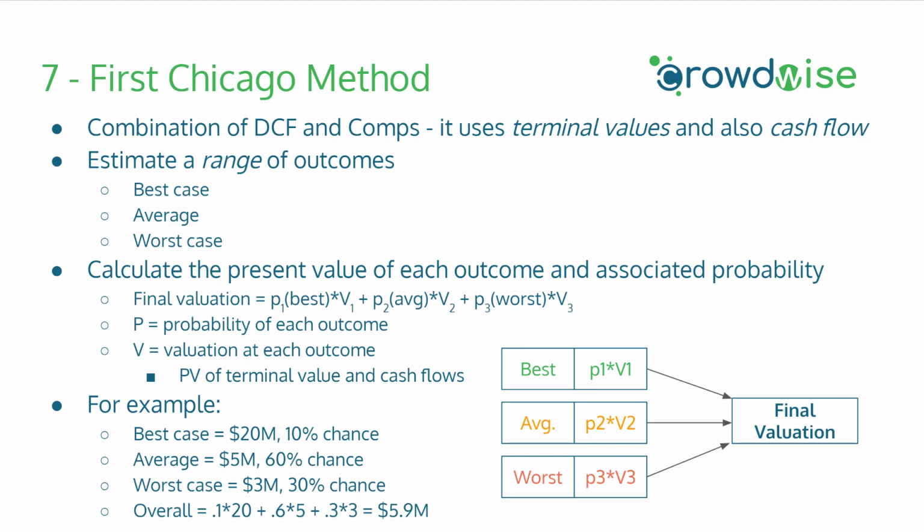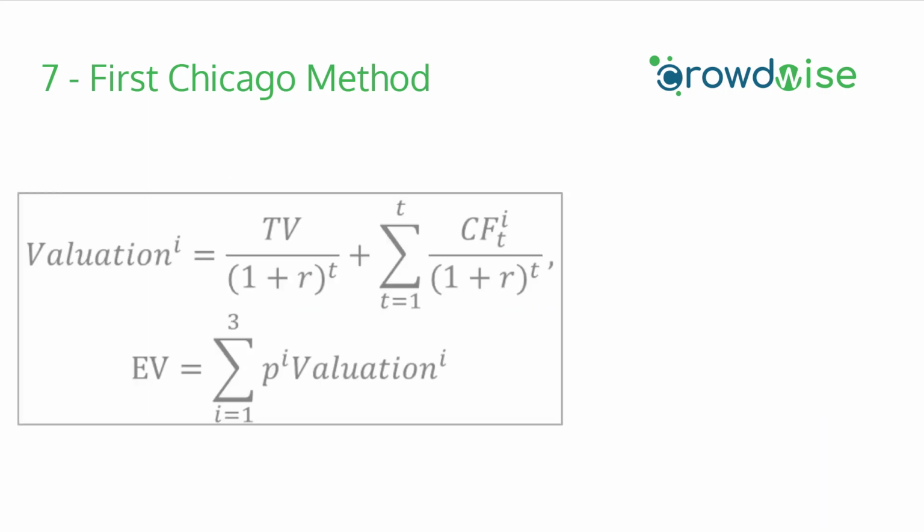Thus, you can see one of the advantages of the First Chicago method is that it lets you take some of these extreme outlier probabilities into account in the valuation. You're probably wondering what the formula is, so we'll show it here, but don't get overwhelmed.